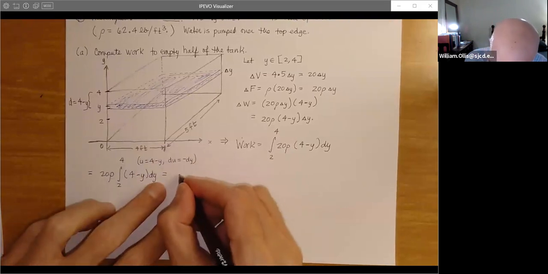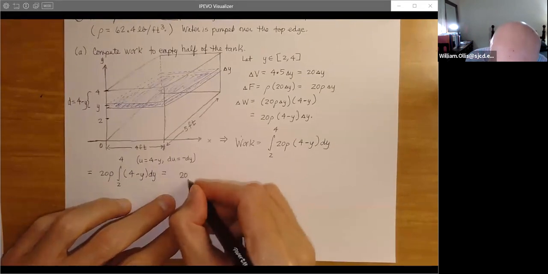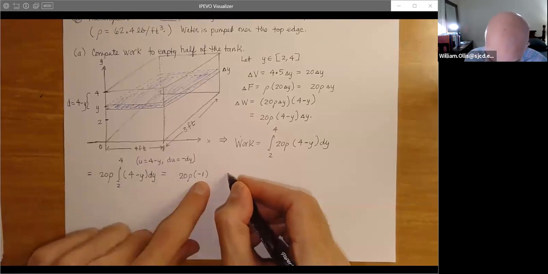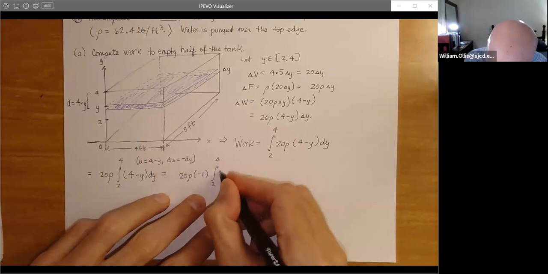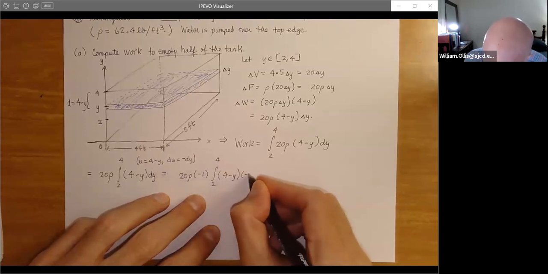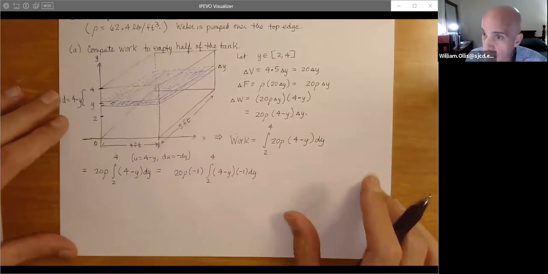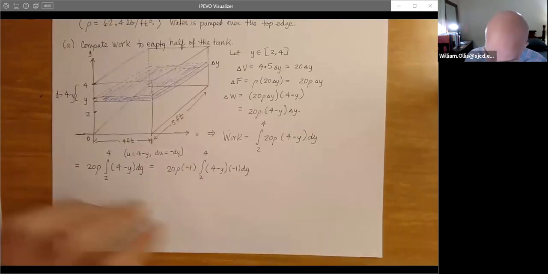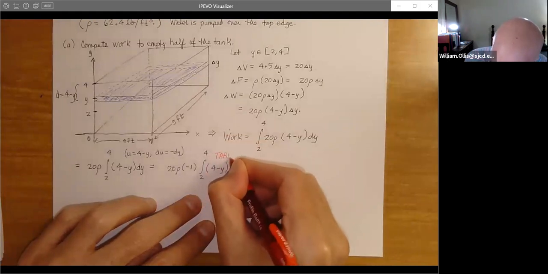So now we'll have a 20 rho, and then we'll pay for that -1 that we're going to put into the integrand here. So we have 2 to 4, 4 minus y, and then we'll just do a -1 dy. Or you could just write negative dy. They accomplish the same. And now, of course, this is table ready. Integrals are our friend.